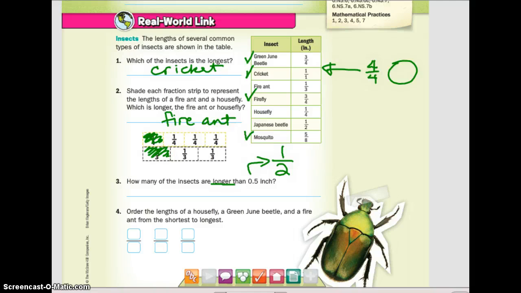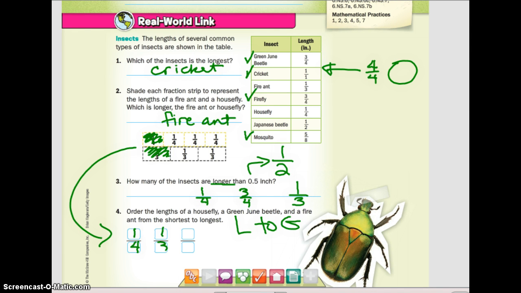Now we would like to order the fractions from shortest to longest. So again, least to greatest. The housefly is 1/4. The June beetle is 3/4. And the fire ant is 1/3. So pictorially, looking back at the diagram, is 1/3 bigger or smaller than 1/4? You guessed it. 1/4 is smaller than 1/3, which is smaller than 3/4.